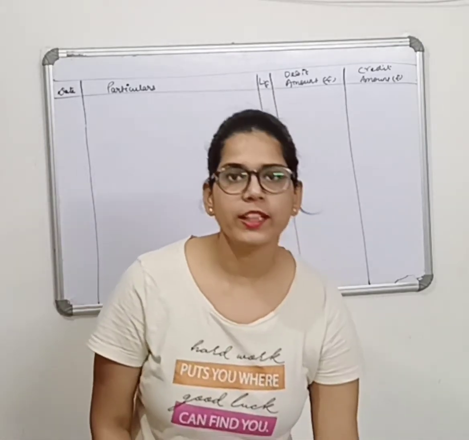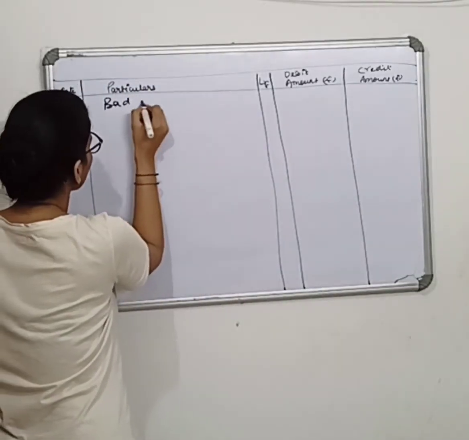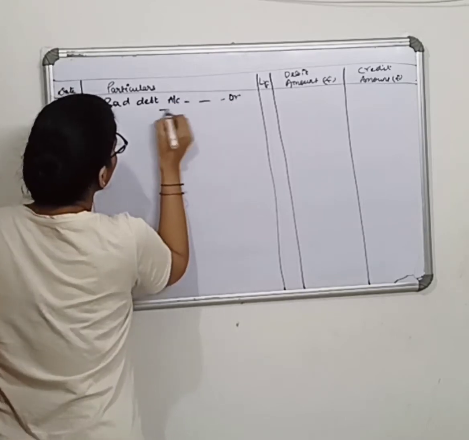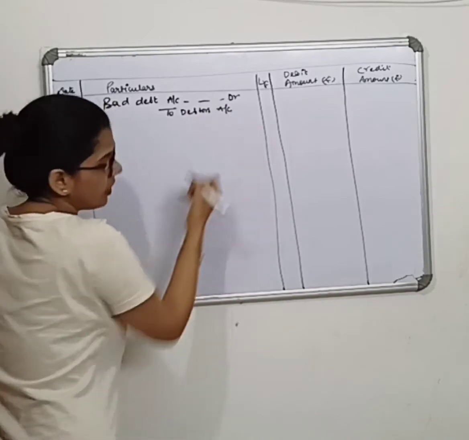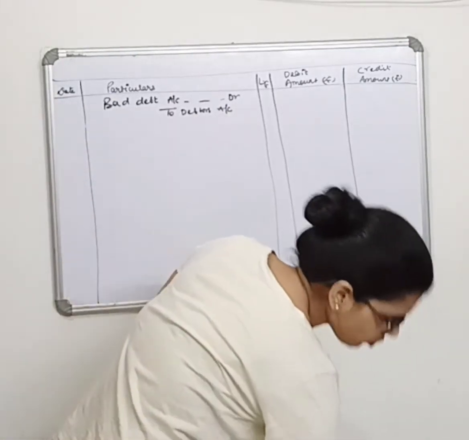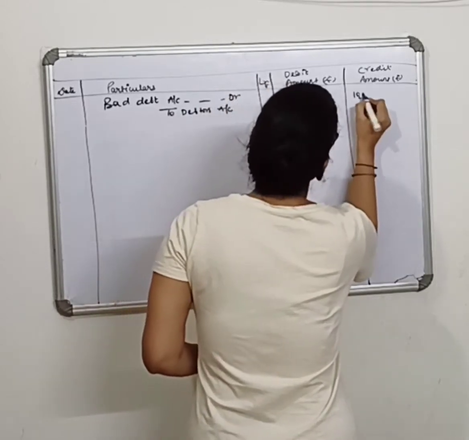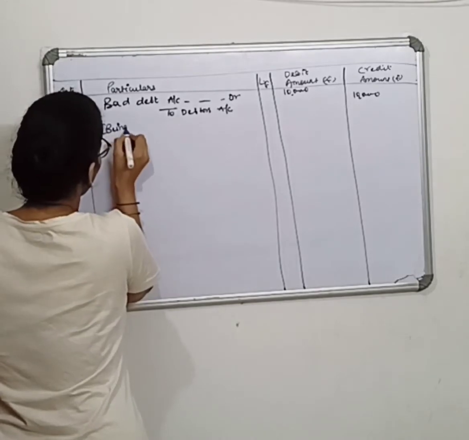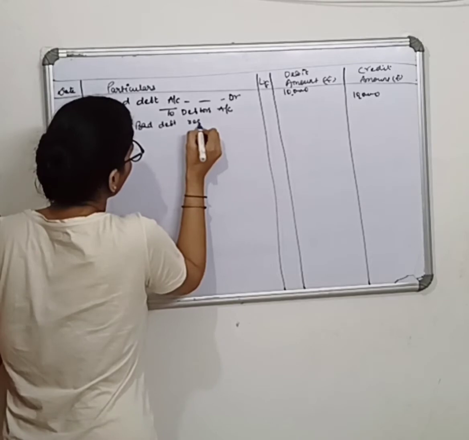So the journal that will be made will be bad debt account debit to debtors account. The amount, as we can see, is rupees 10,000 in debit, 10,000 in credit, being bad debt recorded.